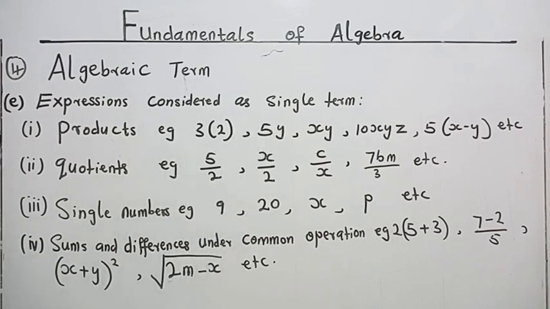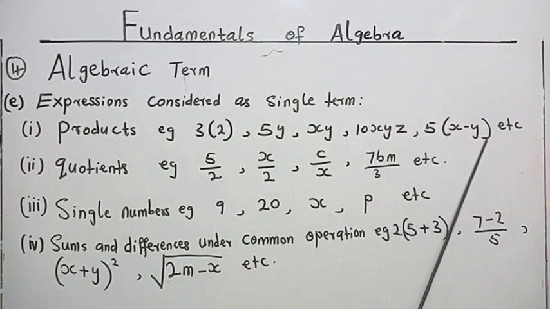5y is 5 times y. It is also a product. It is considered a term. The same thing is applicable to xy, 10xyz, 5 bracket x minus y. You might ask, is x minus y not a difference? Why is it going to be a part of this product or a part of this group and is considered one with this 5? Later, in number 4, we're going to see why we regard this as a kind of one term. After all, even before then, is this not a product?